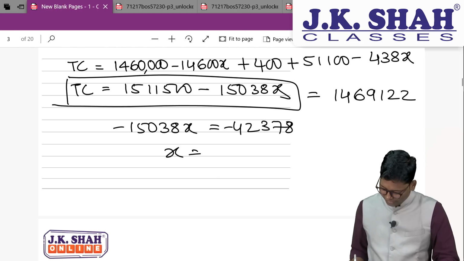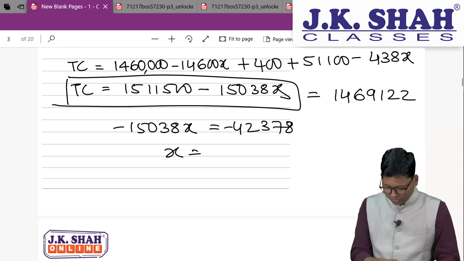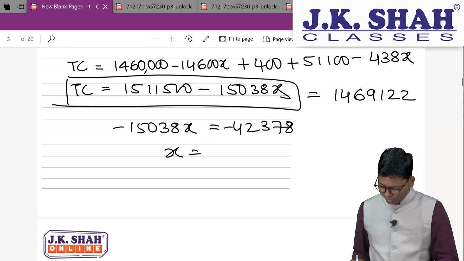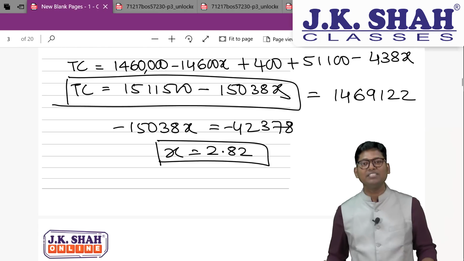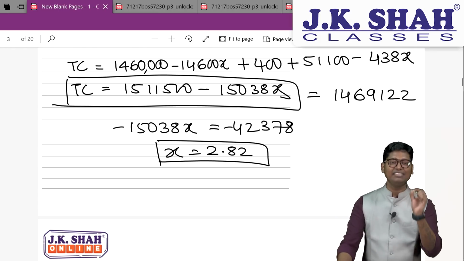Only you need to find out the value of x. When you divide it by the available value, you are going to get 2.82 as the value of x. So this much discount is to be asked for, at least.